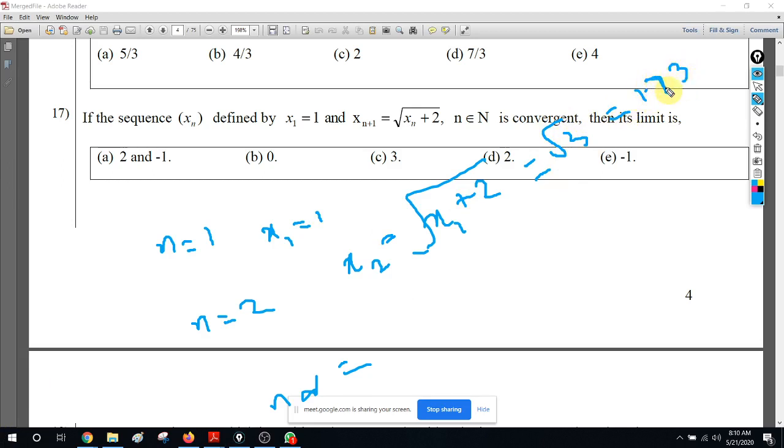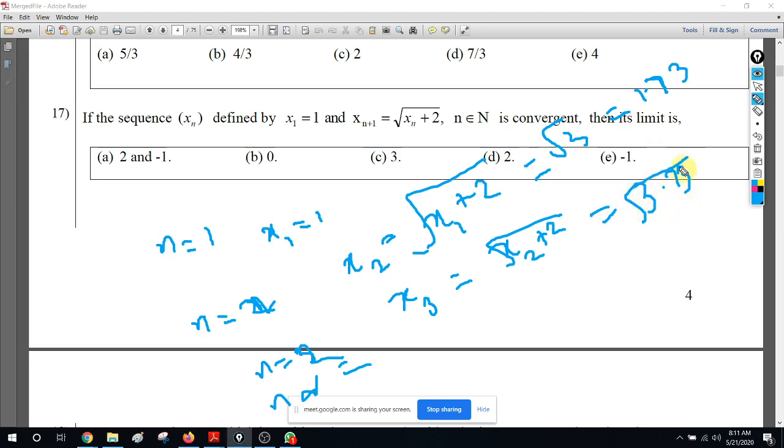Root 2, root 3. Now let's see n equal 3. Then x3 you can calculate, because n equal 1 was for the first one, n equal 2 for this one, and now we have to keep using this formula. When n equal 2, 2 plus 1 is x3. That is the square root of (x2 plus 2). We know that x2 is 1.73 something. That is 1.73 plus 2, that is 3.73 something.